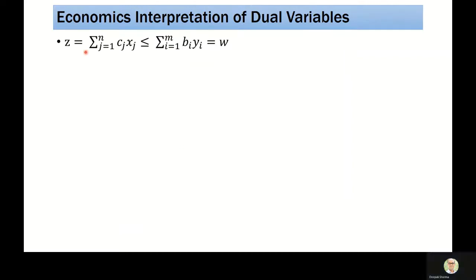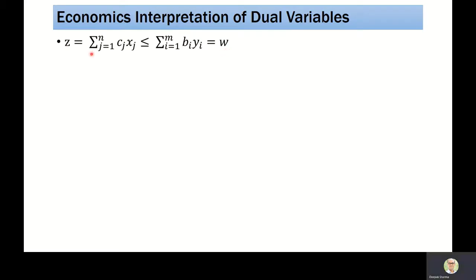Now let us understand this relationship of the dual variable by looking at the relation between z and omega. We discussed this earlier: z is smaller than or equal to omega. Z is the maximization problem, omega is the minimization problem. So before we reach the optimum, z is smaller than omega. When we reach the optimum, z is equal to omega.